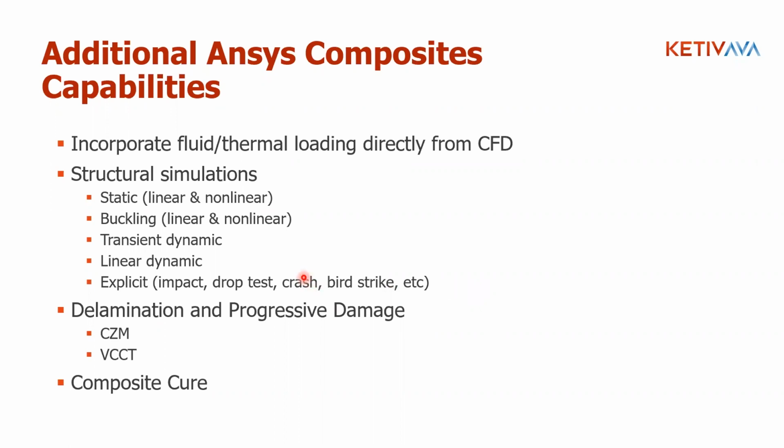And the failure criteria that I showed in previous slides were the first ply failure, but you can go beyond that. You can do delamination analysis, okay, and you can do a composite cure analysis as well, where the thermal effects start coming into play, and you want to calculate a residual deformation due to the curing process.